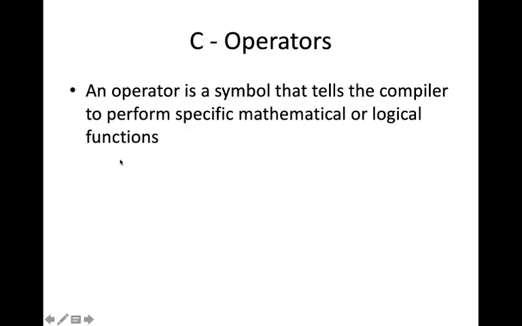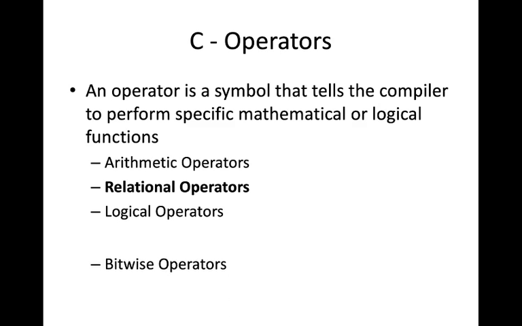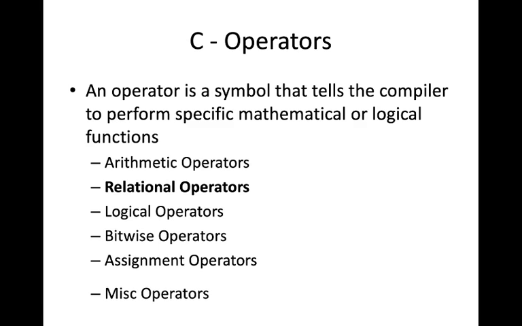So we have already seen an operator. It is a symbol that tells the compiler to perform specific mathematical or logical functions. So we have arithmetic operators, relational operators, logical operators, bitwise, assignment, and miscellaneous operators. We have already seen the arithmetic operators in the previous lecture. Next is relational operators. So what is this relational operator?